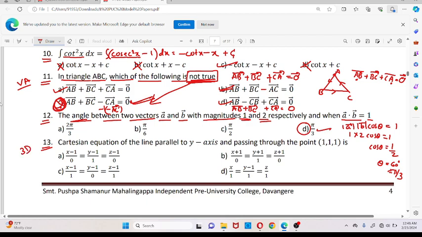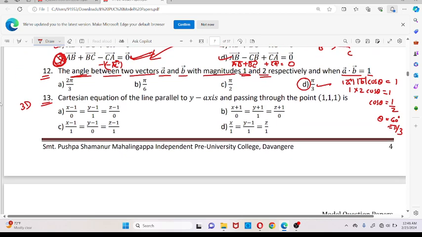So let me read the question first. See ಏನ್ ಕೇಳಿದಾನೆ ನೋಡಿ ಇಲ್ಲಿ, Cartesian equation. Okay, so the Cartesian equation of the line parallel to y-axis and passing through the point 1, 1, 1 ಅಂತ ಇದೆ ಅಲ್ವಾ. See, since the Cartesian equation of a line parallel is what? X minus x1 divided by a, y minus y1 divided by b, and z minus z1 divided by c when it is passing to the point with the direction cosines a, b, c.